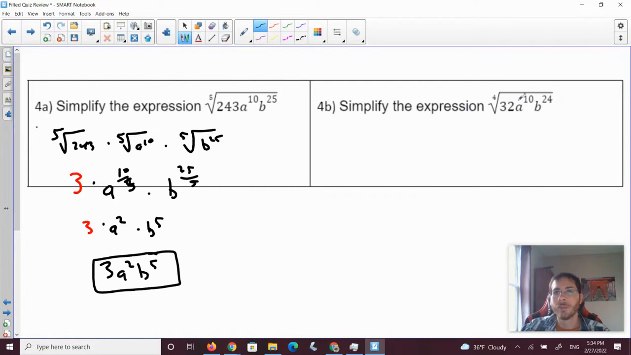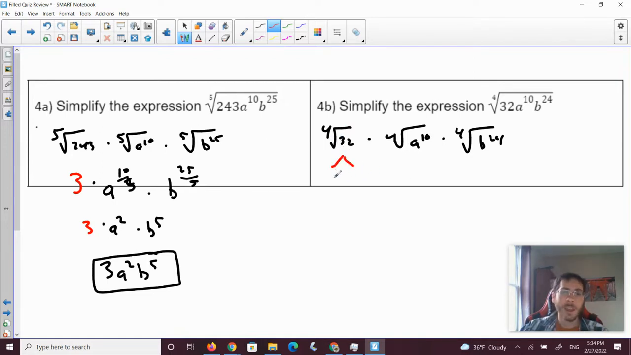So what we want to do is split it up into something that we know the fourth root of. So fourth root of 32, we'll do fourth root of a to the 10th, and then fourth root of b to the 24th. So we know this one doesn't work. So we need to get something that we can actually take a fourth root of. So I have to think, what are my powers of 4? And I know what 2 to the 4th is. 2 to the 4th is 16. Well, 16 times 2 would be 32. And the fourth root of 16 is equal to 2. So here I've got plus or minus 2, fourth root of 2.